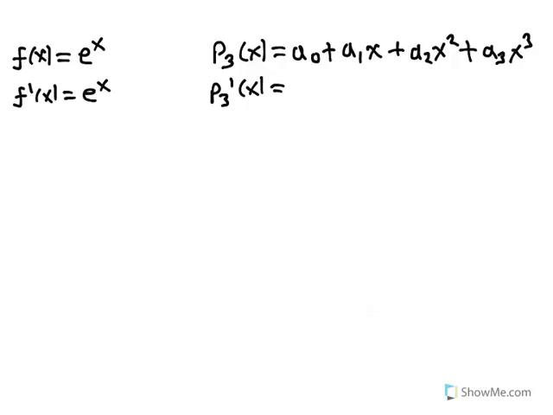So here we have f of x is equal to e to the x, and we have a third degree polynomial function, a naught plus a sub 1 x plus a sub 2 x squared plus a sub 3 x cubed. The derivative of f is f prime of x is equal to e to the x, and the first derivative of our third degree polynomial function is, as I'm about to write here.